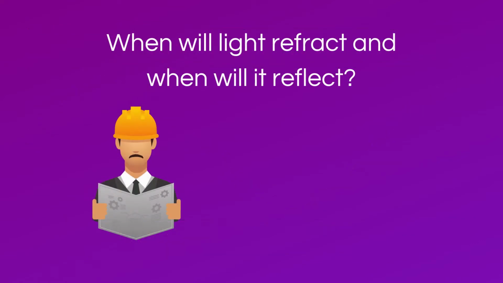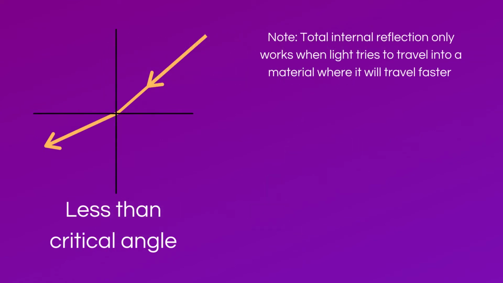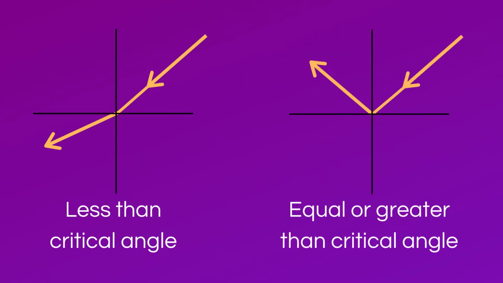This leads to another question. How do engineers know when light will refract and when light will reflect by total internal reflection? The answer to this lies in something called the critical angle. When light strikes a material at an angle less than the critical angle, the light will refract. However, when light strikes at an angle greater than or equal to the critical angle, the light will reflect.